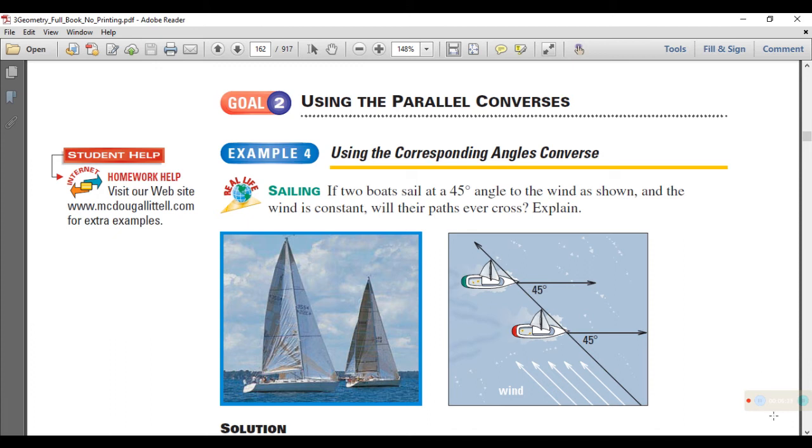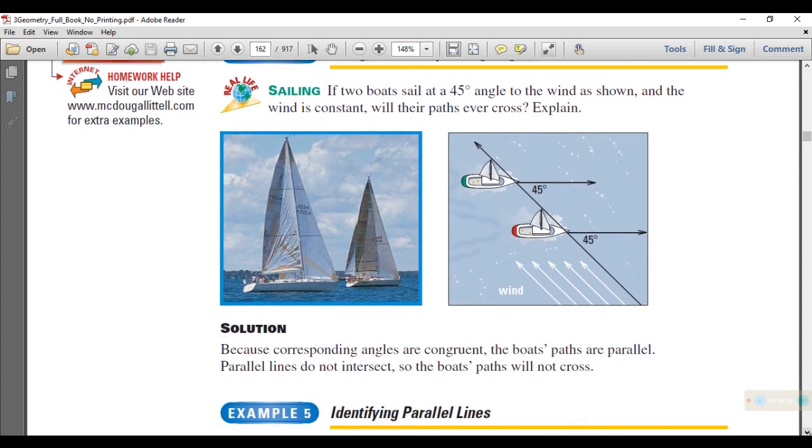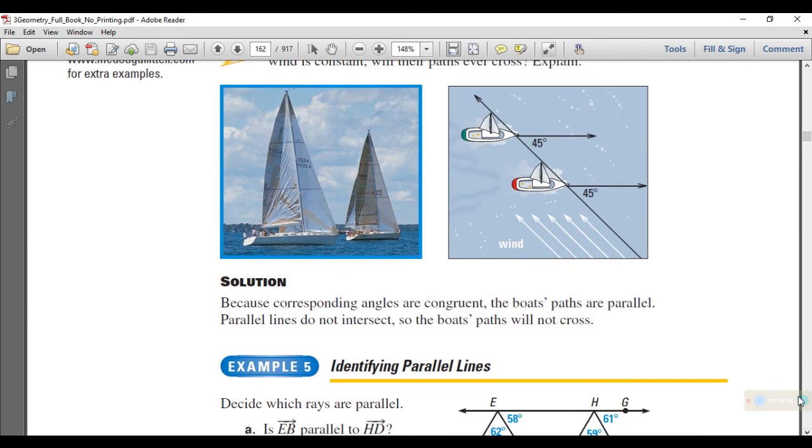Okay, so extension, meron tayong word problem. So please read this on your own. This is pretty self-explanatory.